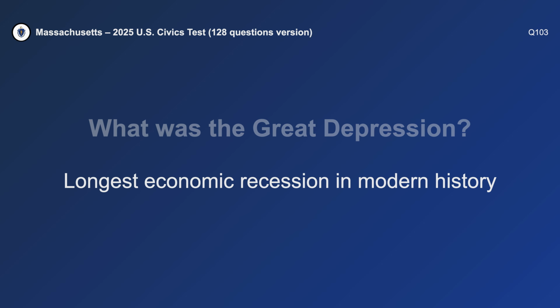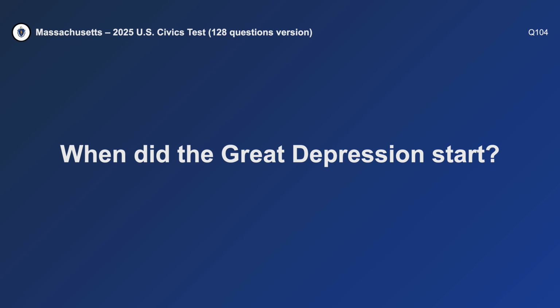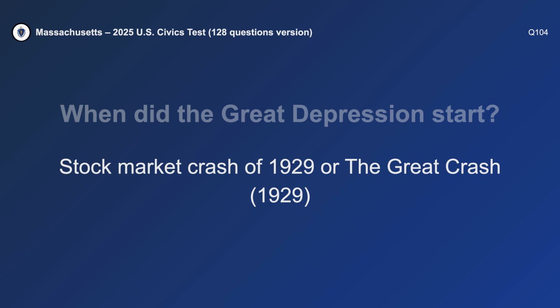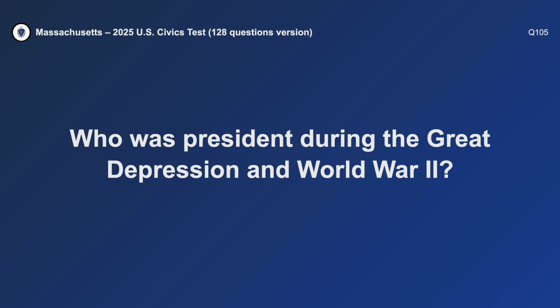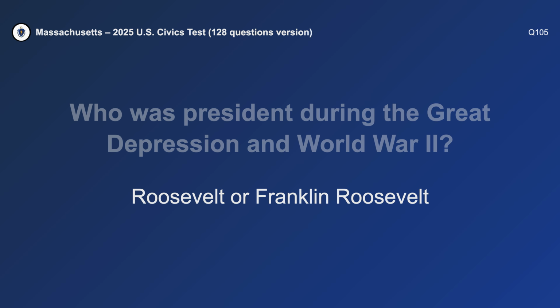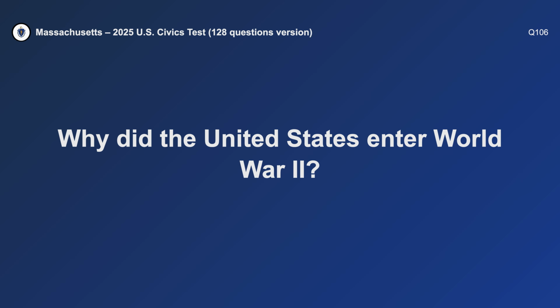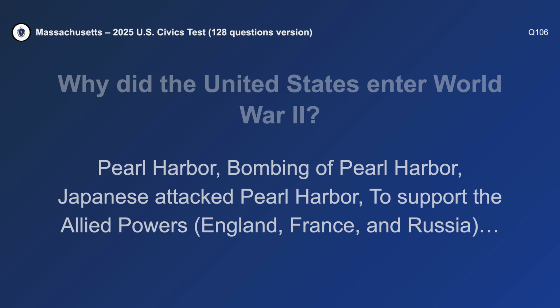What was the Great Depression? Longest economic recession in modern history. When did the Great Depression start? Stock market crash of 1929. Who was president during the Great Depression and World War II? Franklin Roosevelt. Why did the United States enter World War II? Pearl Harbor.